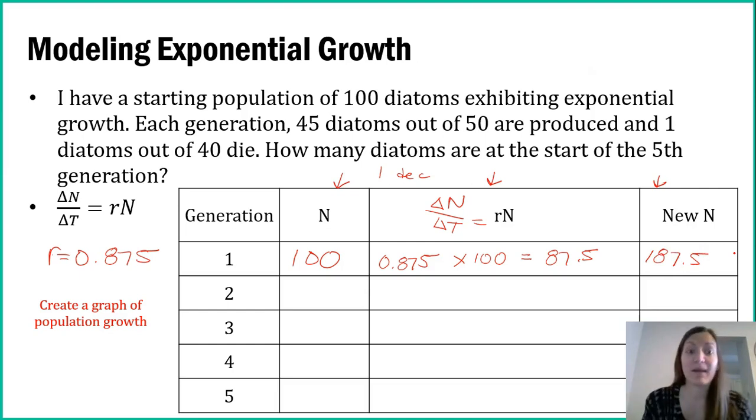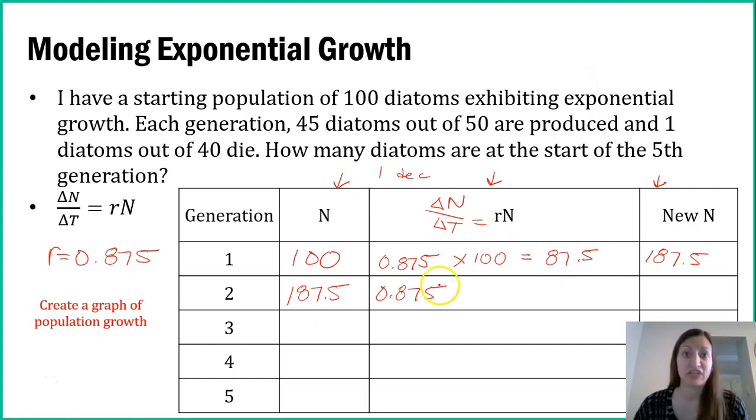So at the beginning of my first generation, I had 100 individuals. At the end of my first generation, I had 187.5 individuals. This number, 187.5, just carries on down. So at the start of my second generation, I have 187.5 individuals. I'm going to do this math again. So r times n, 0.875.